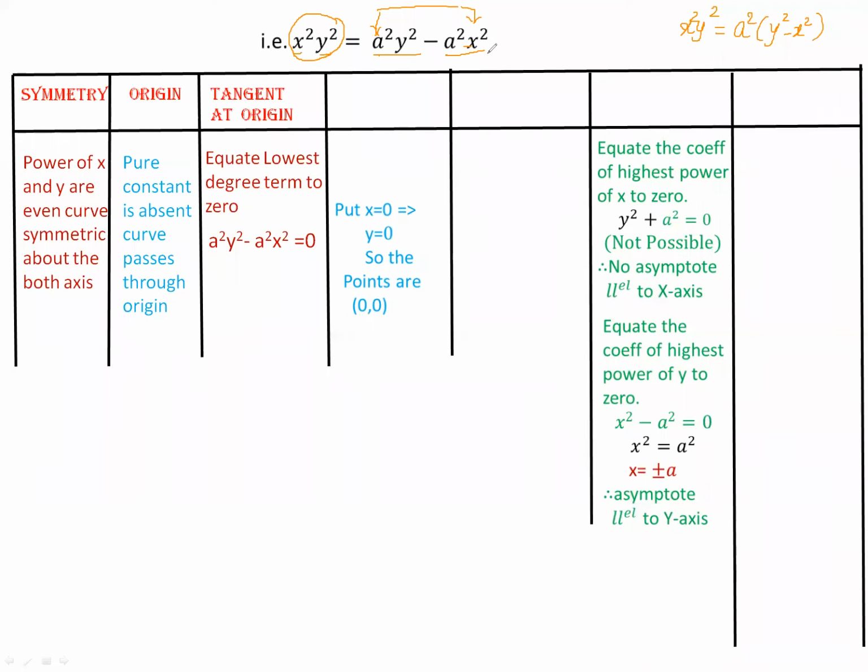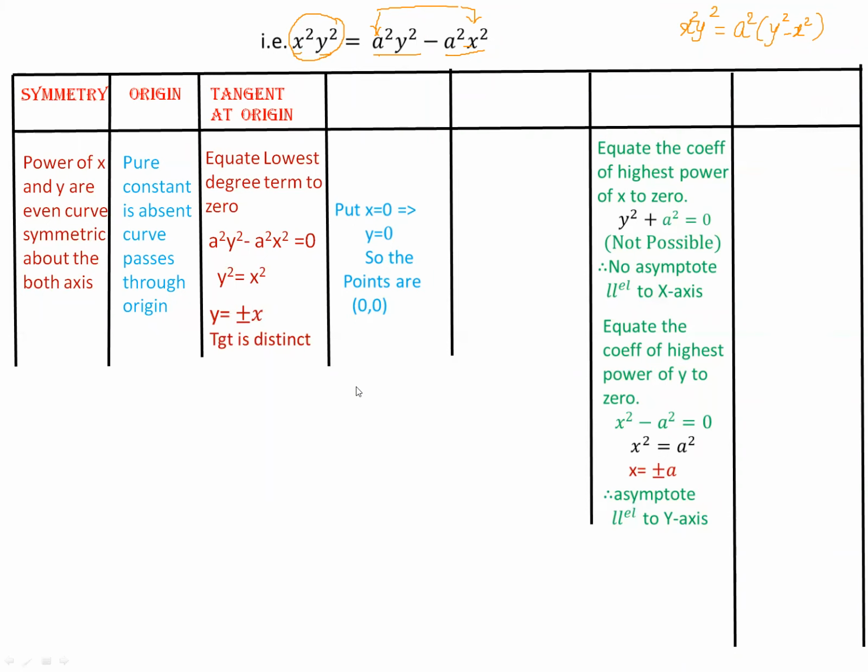Put a square y square minus a square x square is equal to 0. Then what are we getting here? y square minus x square is equal to 0. So y square is equal to x square. So y is equal to plus minus x. Okay, so here we are getting the tangents at origin as y is equal to plus minus x. This is the tangent at origin.